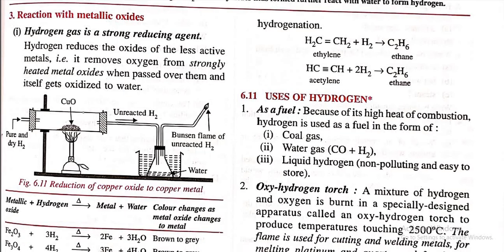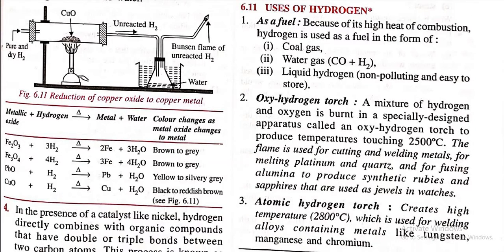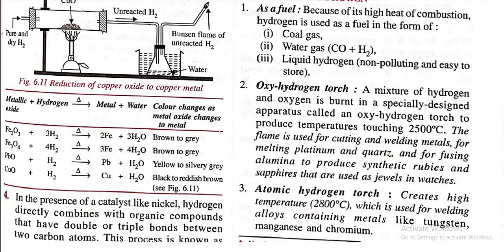Next, that was the chemical properties of hydrogen. Now we are going to see uses of hydrogen. Hydrogen has got many uses. It is used as a fuel because of very high heat of combustion of hydrogen. It is found in coal gas, water gas, liquid hydrogen. Next important use of hydrogen is the oxyhydrogen flame or torch. A mixture of hydrogen and oxygen is burnt at a very high temperature in a specially designed apparatus called the oxyhydrogen torch to produce a temperature of around 2500 degrees Celsius.